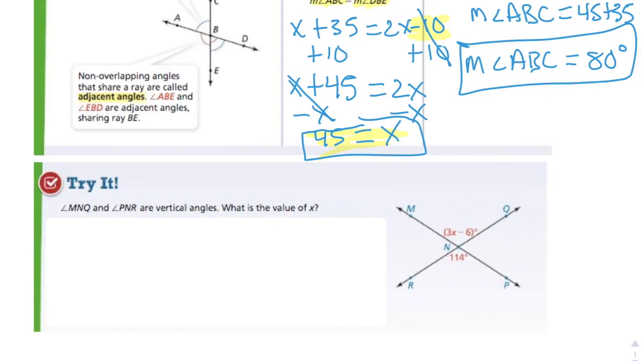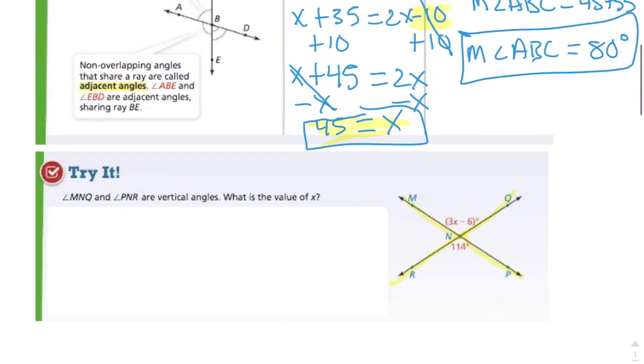So this says angle MNQ. So I have angle MNQ and PNR are vertical angles. And we want to figure out what the value of x is. So again, remember, we know that vertical angles are equal to each other. So we can set these angles equal to each other.